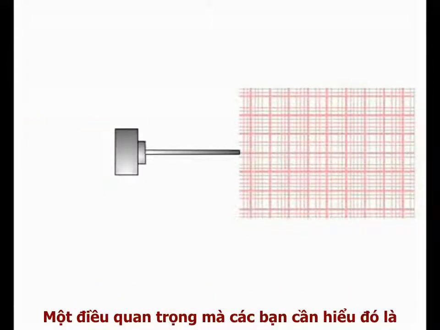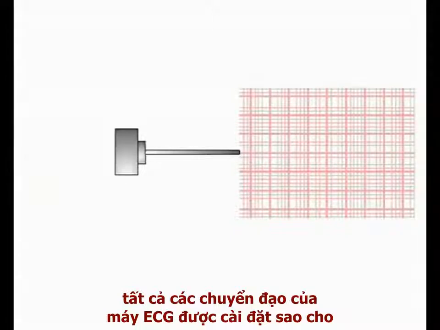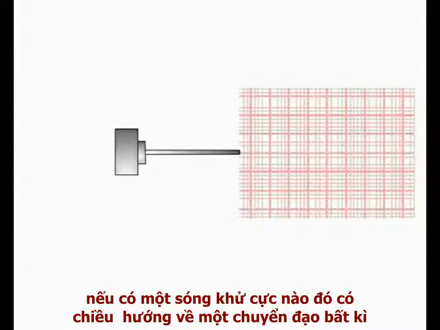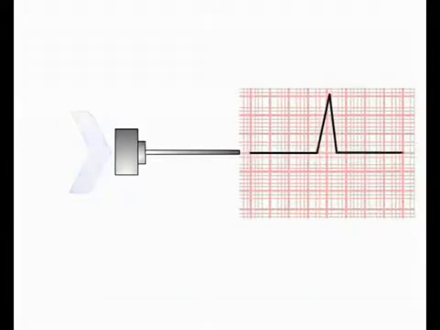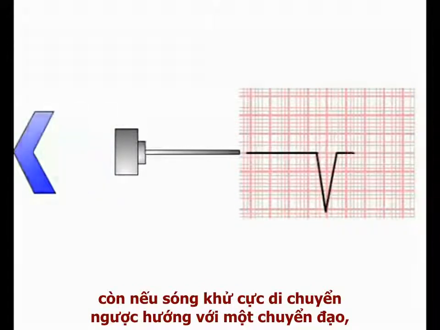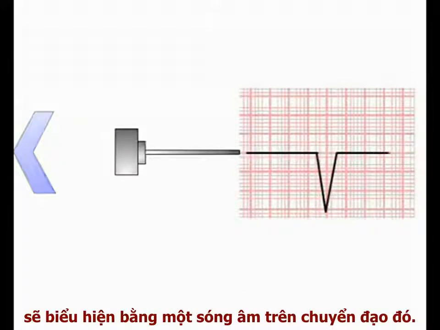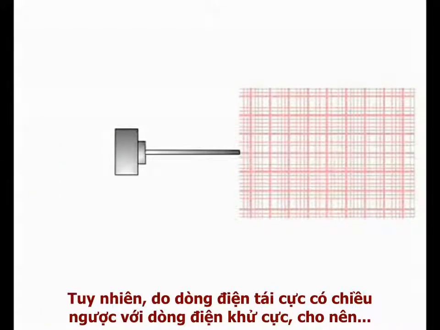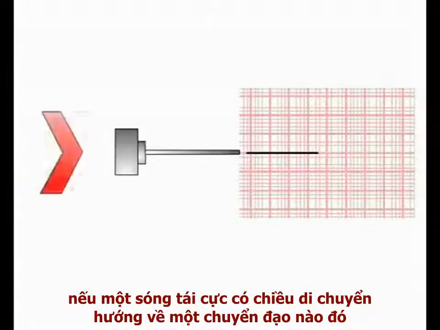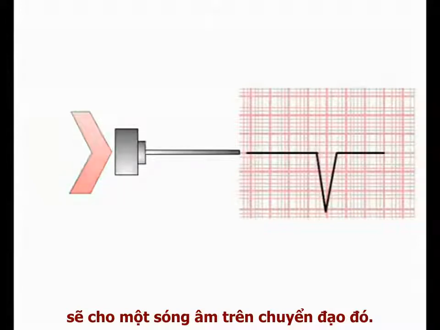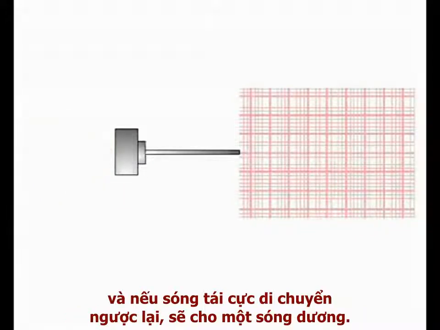It is very important to realize that all of the ECG leads on the ECG machine are set up in such a way that depolarizing current moving towards a lead produces a deflection on the ECG paper above the isoelectric line, a positive deflection, while depolarizing current moving away from the lead produces a deflection below the isoelectric line, a negative deflection. In contrast, repolarizing current has the opposite polarity to depolarizing current. Therefore, repolarizing current moving towards a lead produces a negative deflection on the paper, while repolarizing current moving away from the lead produces a positive deflection.